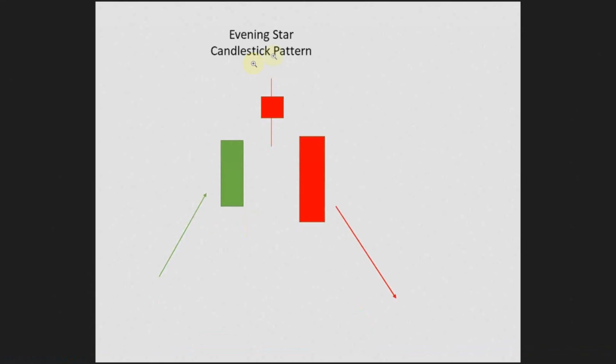The evening star is a multiple candlestick pattern which is formed after the uptrend indicating bearish reversal. It is made of three candlesticks, first being a bullish candle, second a doji, and third being a bearish candle. The first candle shows the continuation of the uptrend. The second candle, being a doji, indicates indecision in the market, and the third bearish candle shows that the bears are back in the market and reversal is going to take place. Important to know, the second candle should be completely out of the real bodies of first and third candle.